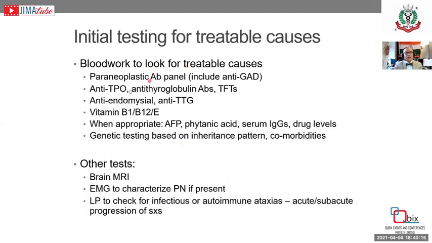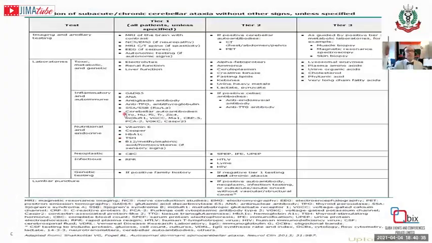So what are we going to test for? Bloods for paraneoplastic, thyroid, thyroglobulins, celiac, B1, B12, and vitamin E, and then phytanic acid, alpha-fetoprotein for the DNA repair mechanisms. And then we're going to do gene tests based upon what we find in the family history, brain MRI, EMG, and lumbar puncture. So this is a busy slide. I would advise you can take a picture of it.